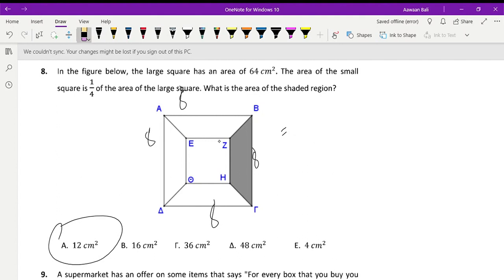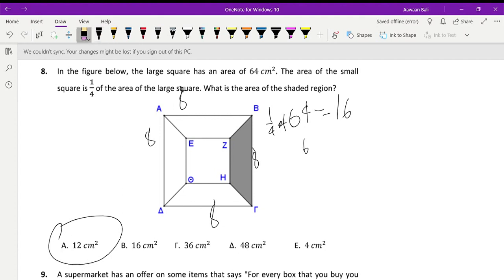You can do this by using the area of a trapezium, or you could do this by just normally minusing the 2 areas. So first we'll minus the 2 areas since it says the area of the small square is 1/4 of the area of the large square. What is the area of the shaded region? Okay, so 64, 1/4 of 64 is 16.